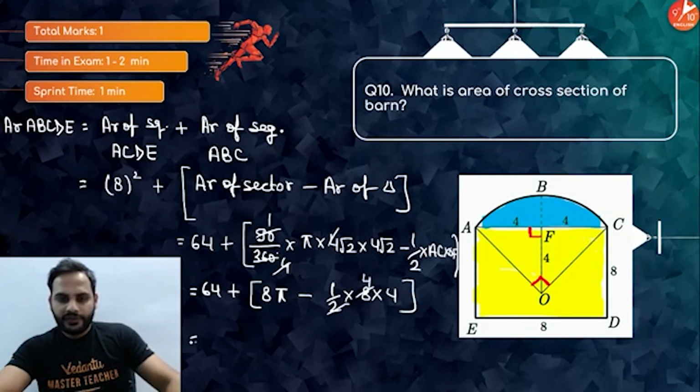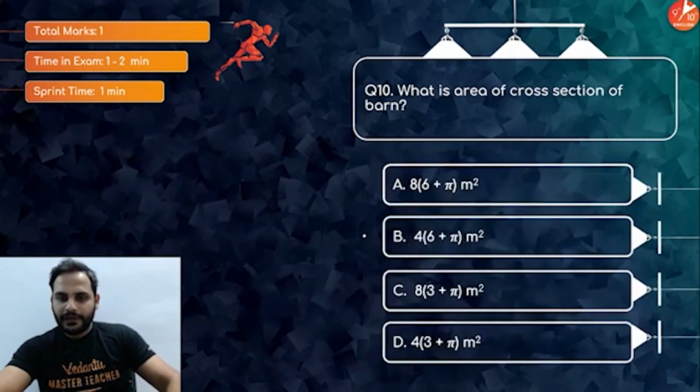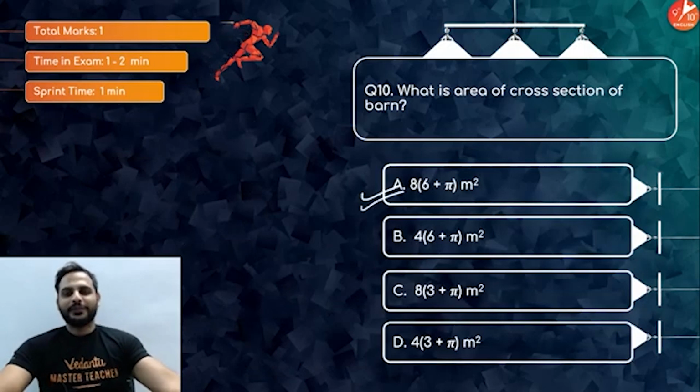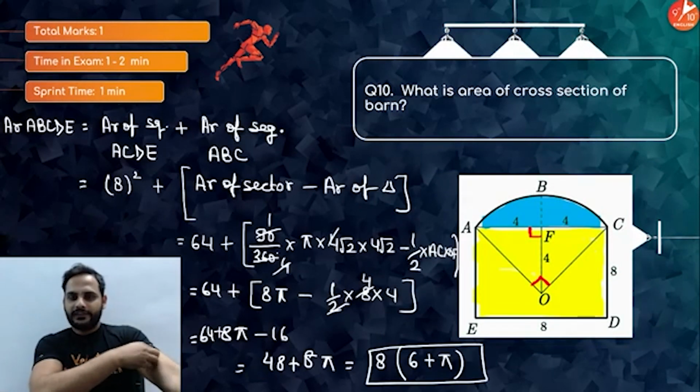4 into 4 is 16. So we have 64 plus 8 pi minus 16, which is equal to 64 minus 16 is what? 48. 48 plus 8 pi. Take 8 common. What you're left with? 8 times of 6 plus pi. 8 times of 6 plus pi. Option A will be your correct answer.